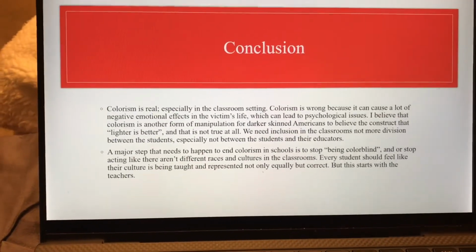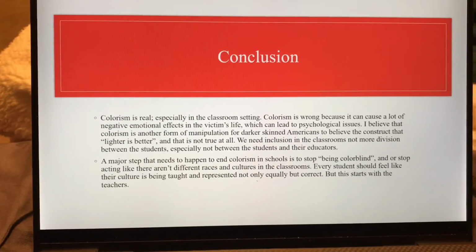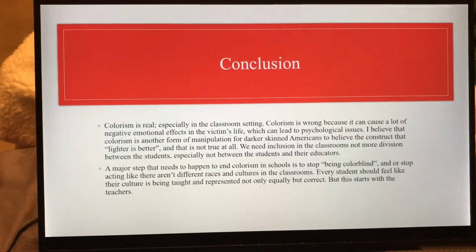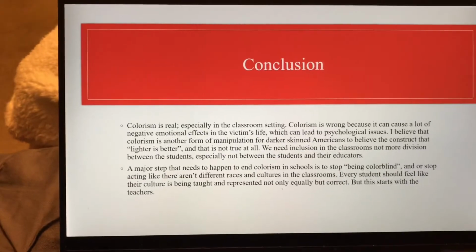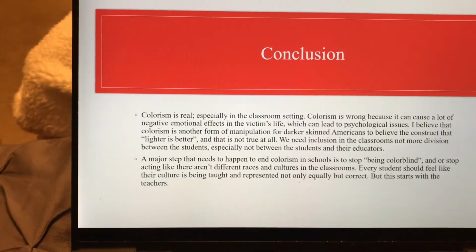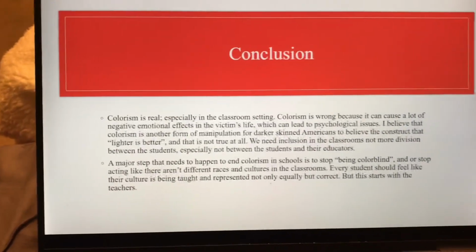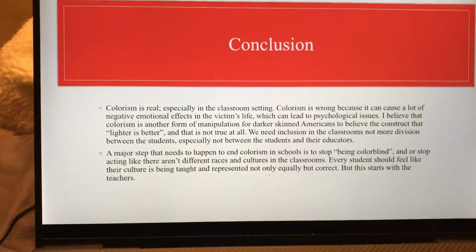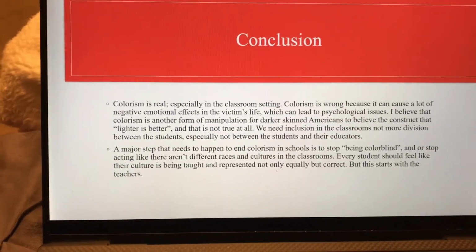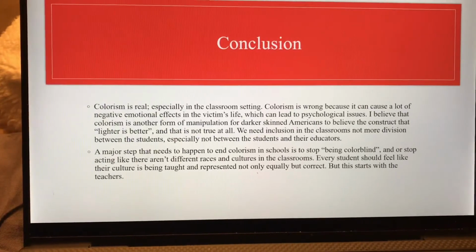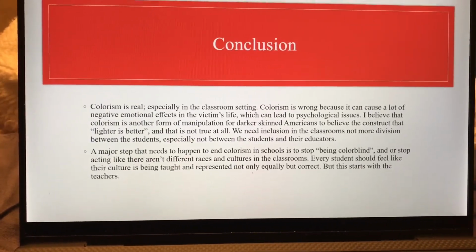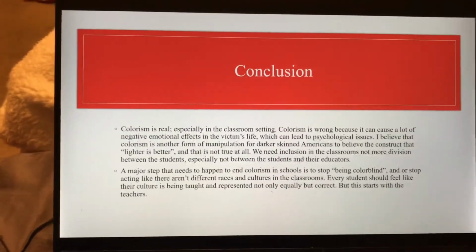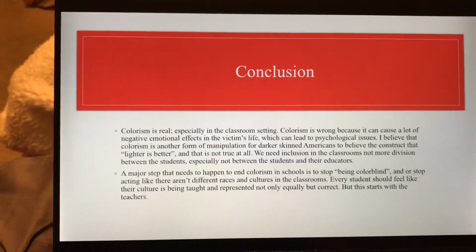I also feel like we already have enough division in our country. I feel like it shouldn't be even more added onto, especially in the classroom setting. We need to come together and learn and be a class together. I feel like this major step needed to end colorism is for teachers to stop, quote unquote, being colorblind. They don't see color. I feel like you're supposed to see color.